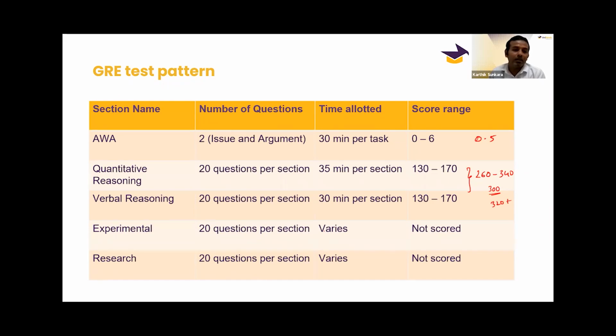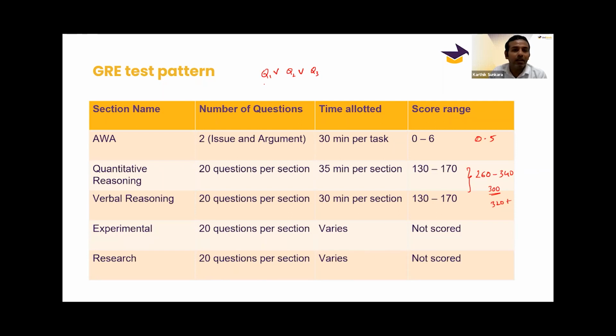Okay, and the experimental section, as I mentioned, you will not be able to identify, right? So that means you have to consider every section as an experimental section. For example, the first section, let's say it's quant, and the next section could be verbal, and then quant, and then verbal, and then quant. So since you have 3 quant sections, that means one of the sections is experimental. But which one? Either the first one, or the second one, or the third one, we never know. Okay.